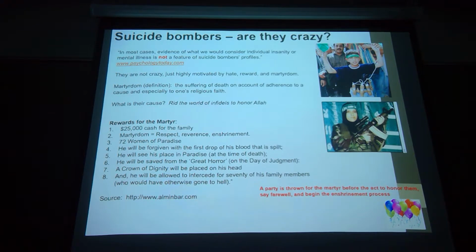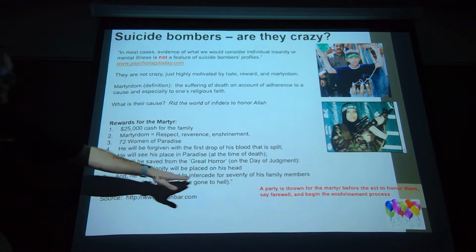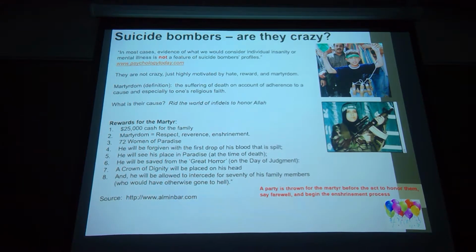Okay? And he will be allowed to intercede for seventy family members. So one of the things they say is, well, if I do this, I can also save my kids from the great day of horror. Or I can save my wife from the great day of horror. My brother, someone else. I will be able to say, no, I did this. Remember, I had this crown of dignity, and I want to save this person or this other. So you get to wield a lot of power, at least the thought of.